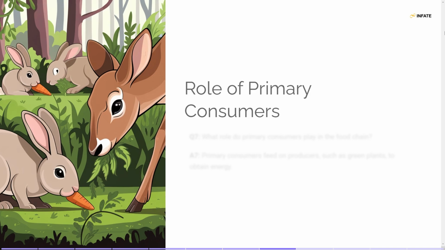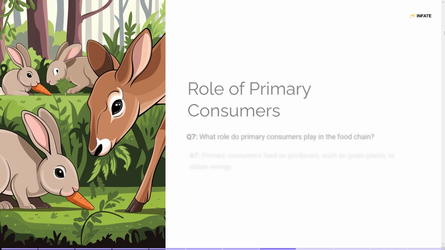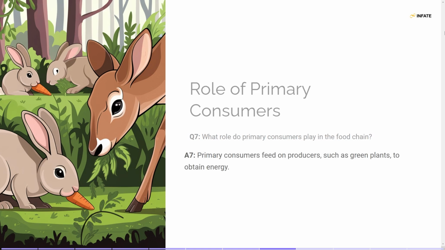Slide 8, Role of primary consumers. This slide answers the question, Q7, what role do primary consumers play in the food chain? Primary consumers feed on producers, such as green plants, to obtain energy. These organisms are essential in transferring energy from producers to higher levels of the food chain.